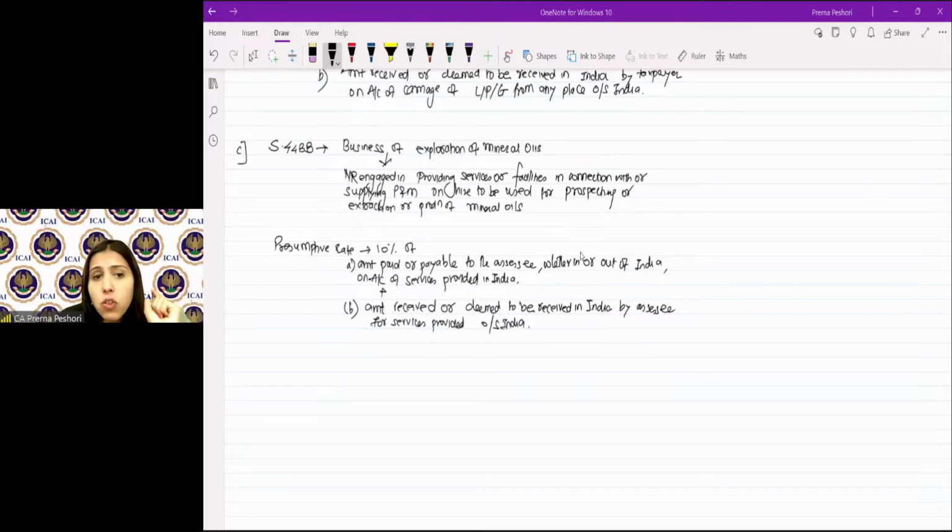Here, the assessee has an option to claim the profits lower than 10% if he maintains the books of accounts and gets the books of accounts audited.